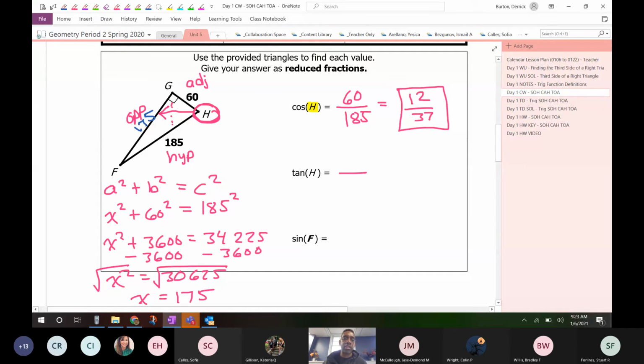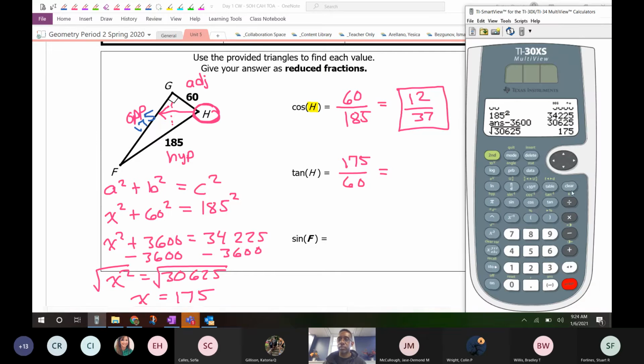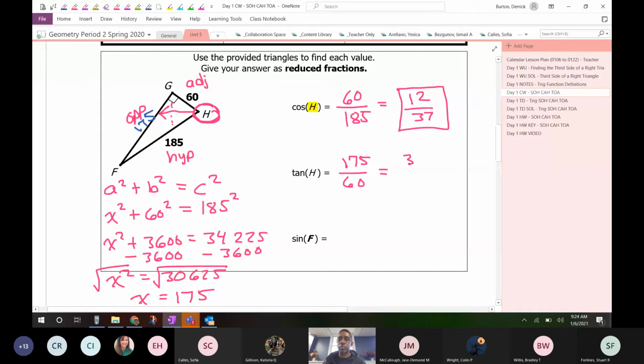All right, because tangent is opposite over adjacent, so that is going to be 175 over 60. And we need to reduce that. So 175 over 60, that's 35 over 12. Okay, the last one involves a different angle.